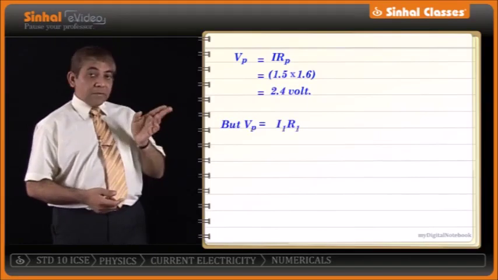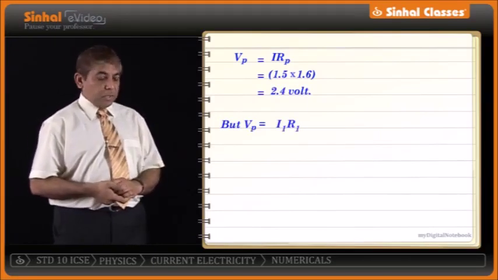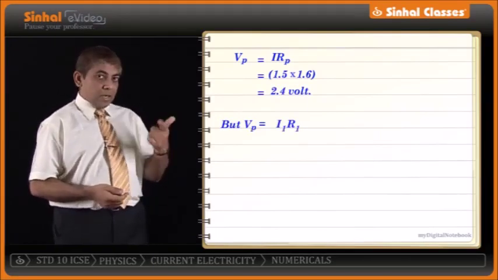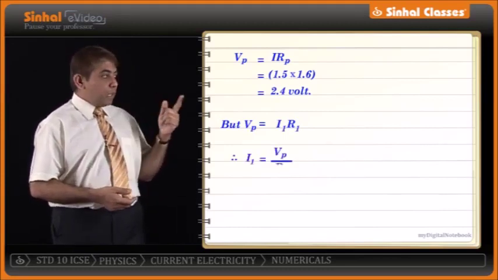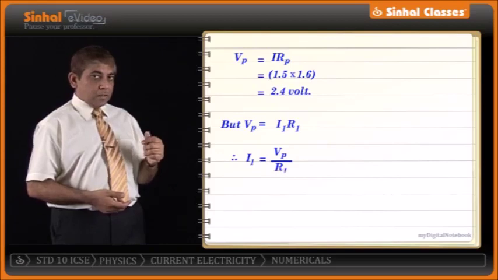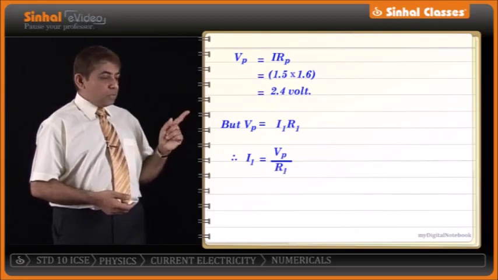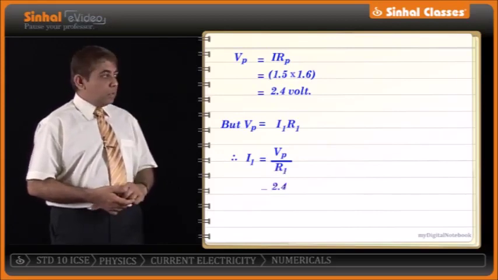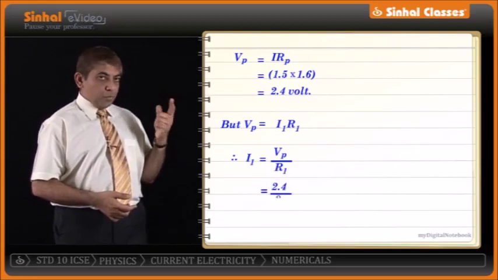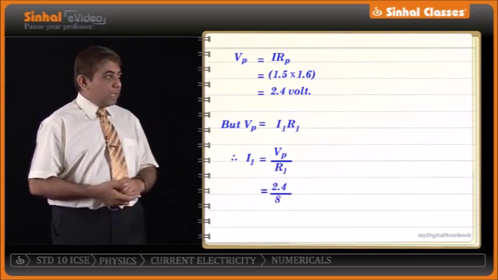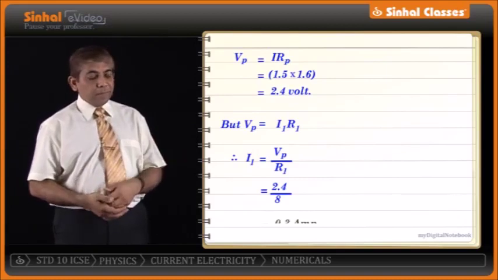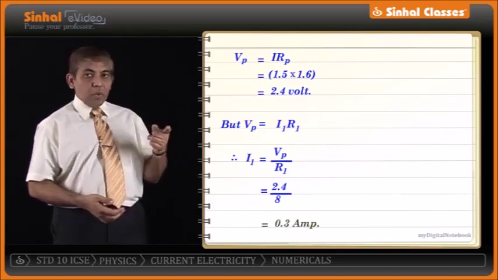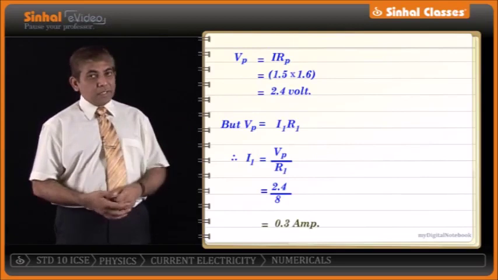But Vp is equal to I1 R1 also. As a result, I1 is equal to Vp upon R1. So if I substitute here, I get 2.4 divided by 8, which works out to be 0.3 ampere. That means the current flowing through I1 is 0.3 ampere.